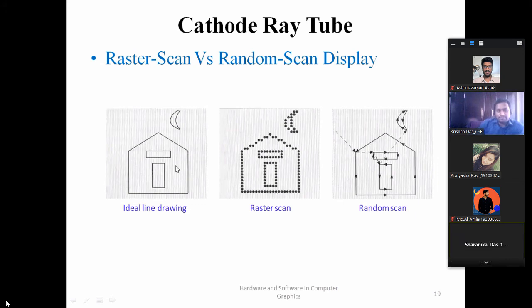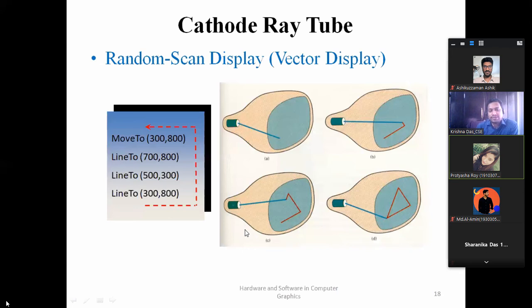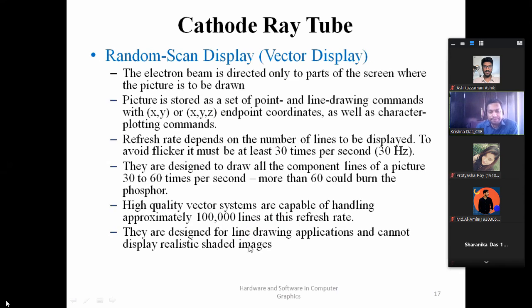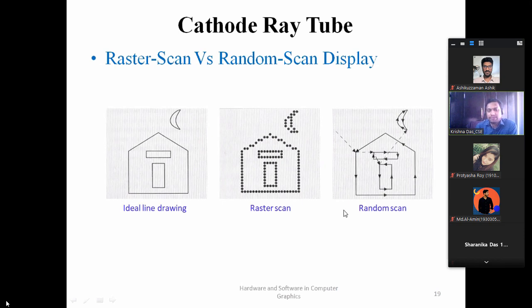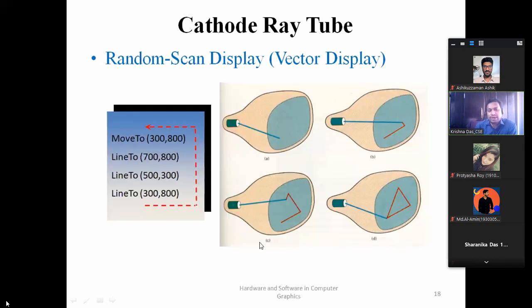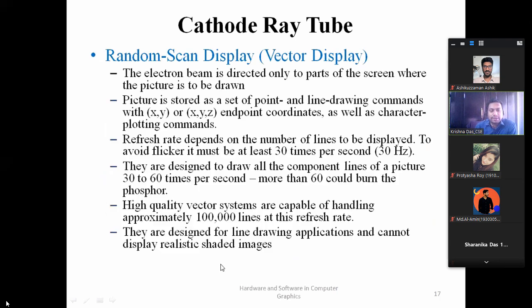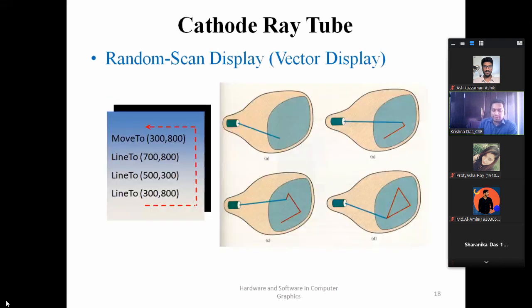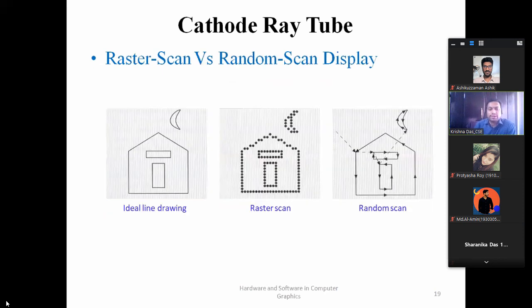Sir, the raster is very easy to generate. In raster scan, we get the realistic shade very easily, and in random scan, you can see the last line, it says they are very good. This vector display, or random display, is very good for drawing lines, or maybe the outline. Many diagrams have the outline or design, but whenever it comes to realistic images with multiple colors or different color combinations, then this is really very poor.